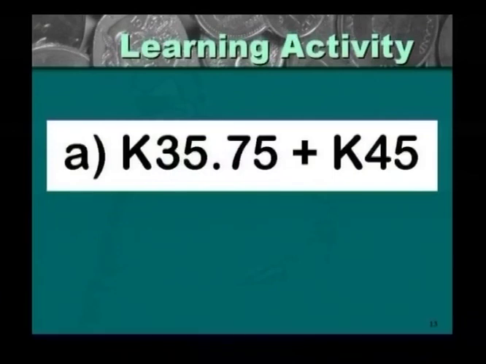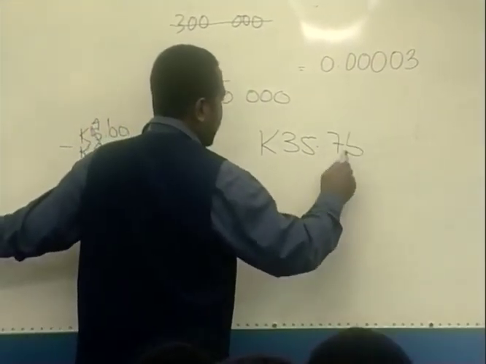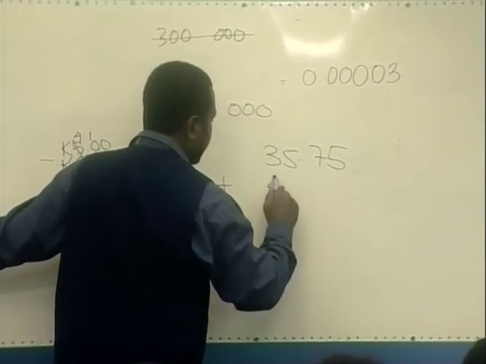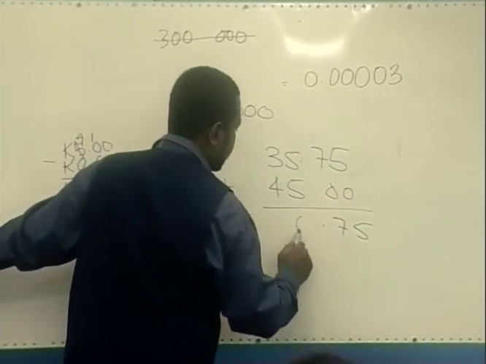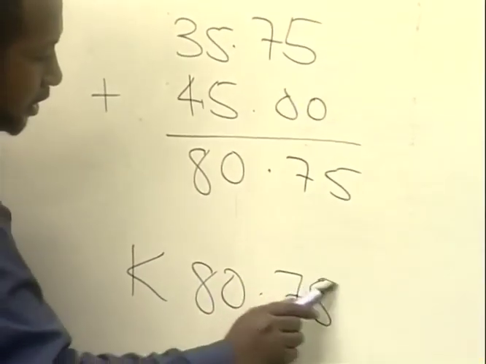Who has got the answer for us? Yes, Leonie. What do you think the answer is? 80 Kina, 75 Toya. Okay, good. 35 Kina, 75 Toya plus 45 Kina. So our answer is 80 Kina, 75 Toya. Very good.